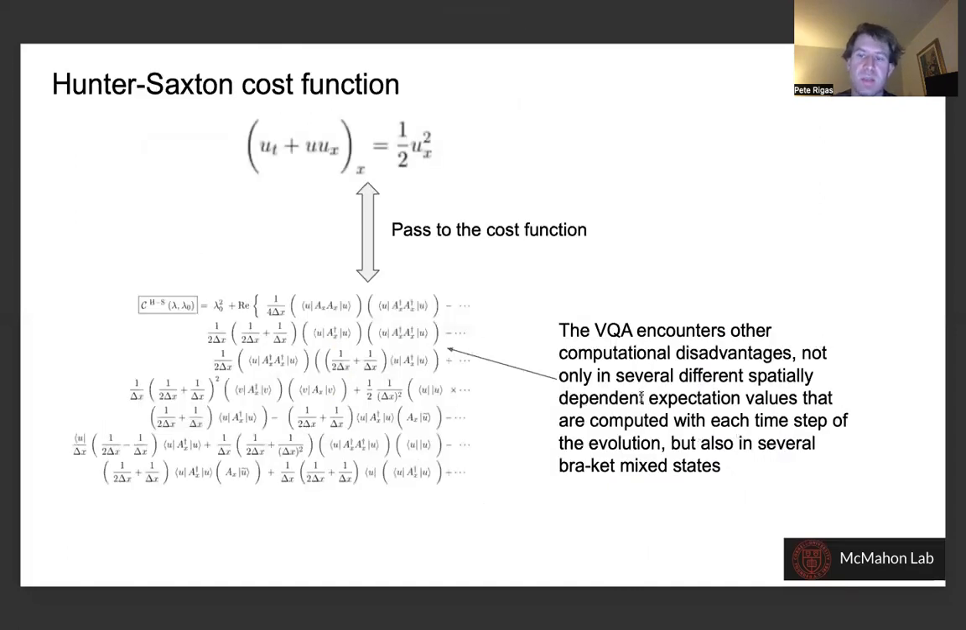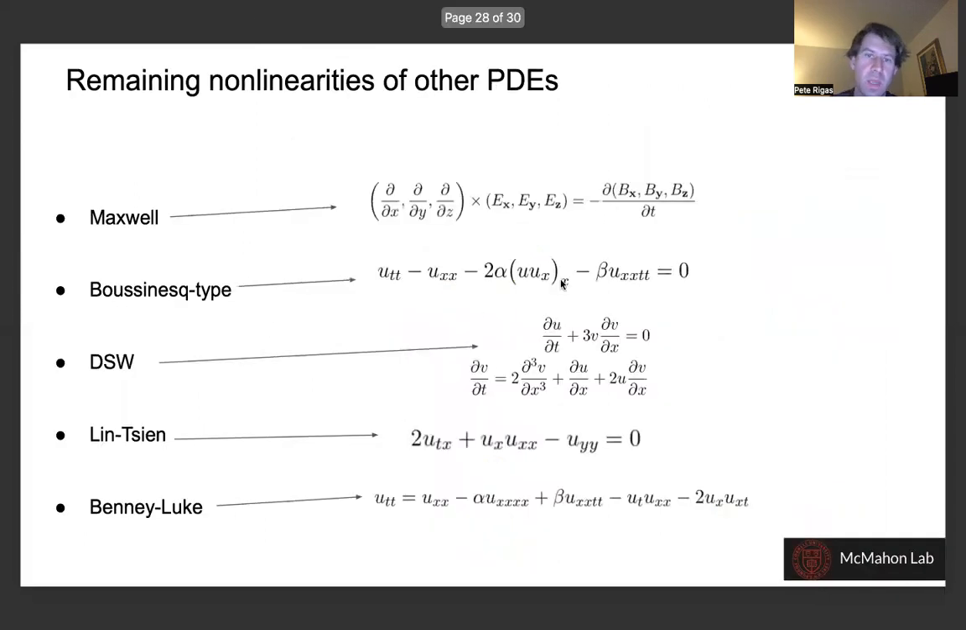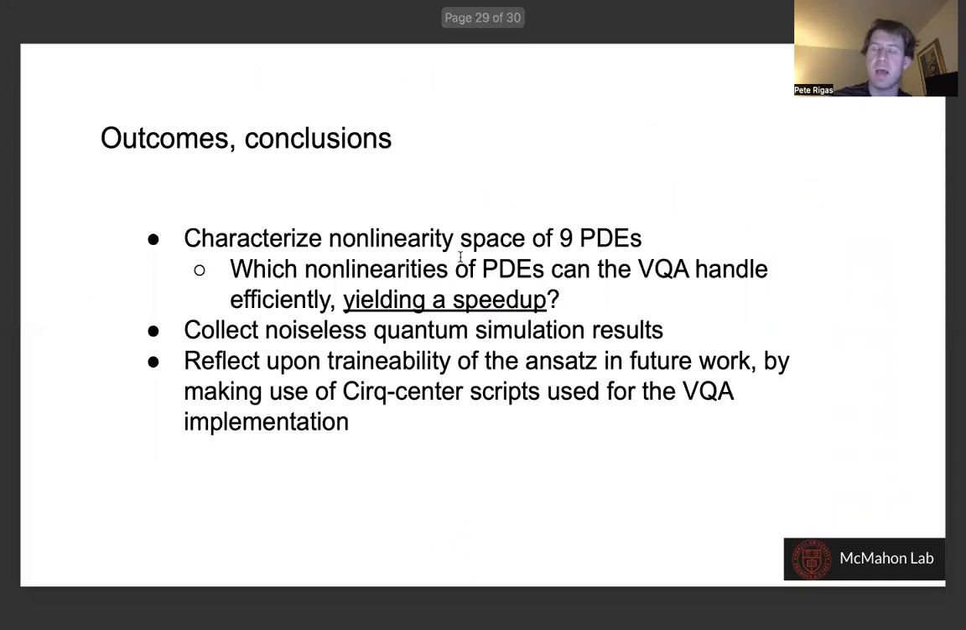And for the Hunter-Saxton equation, we encounter other computational disadvantages, but we're able to at least approximate some parts of the solution, but the solution approximation significantly fluctuates within the first 100 time steps. And we can approximate other PDEs that are given in our paper. And as an outcome or conclusion, we characterize the nonlinear space of 9 partial differential equations. We ask which PDEs can yield a speed up, and we're looking at applying our work in the future.